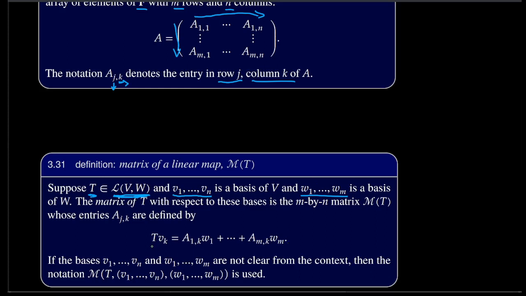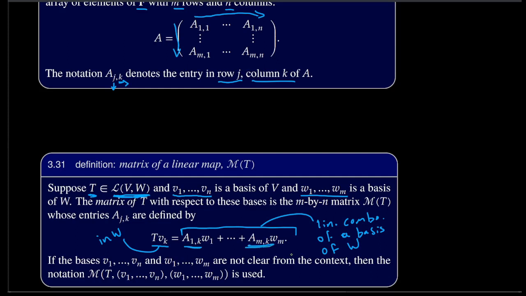So the idea is that T v_k, this, is in W, and so this is able to be expressed as a linear combo of a basis of W. Okay, so the idea is that you can express the image of any basis vector in V as a linear combination of any basis in W. So fix any two choices of basis, and you get these associated coefficients, these things that you're using in your linear combination to represent the image of each basis vector as a linear combination of the other basis.